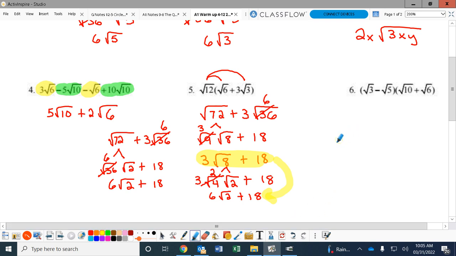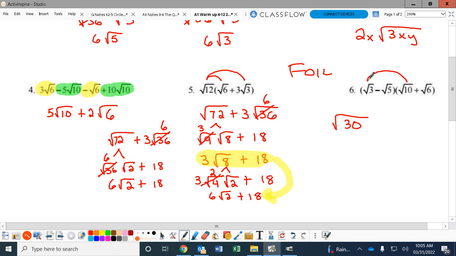Okay, last one for today is going to be FOIL, guys. If you have two parentheses multiplied with binomials inside, you are going to FOIL. First, you multiply the first two: the square root of 3 times the square root of 10 is going to be the square root of 30.